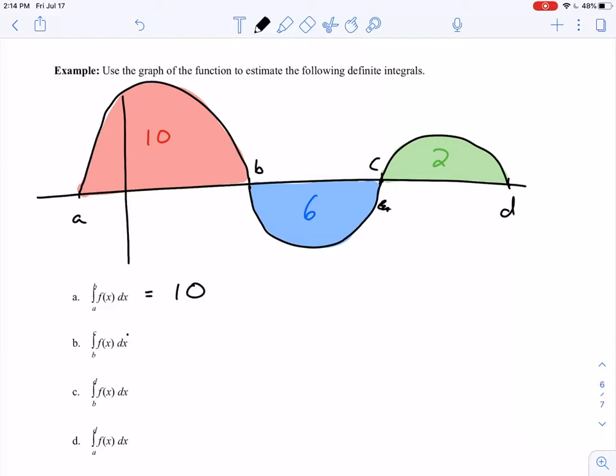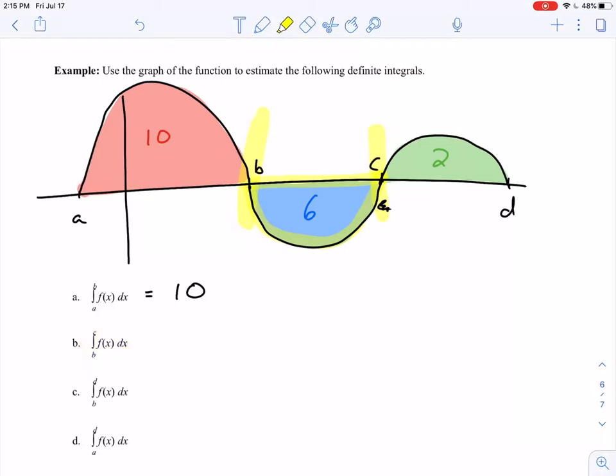Next up, I want to evaluate the definite integral from b to c of f of x dx. So starting right here at b, integrating to c, I want to find the net area bounded by my function and the x-axis. So we're looking at this blue shaded region right there, which has an area of 6. And I need to keep in mind we're talking about definite integrals. We're talking about net area here.